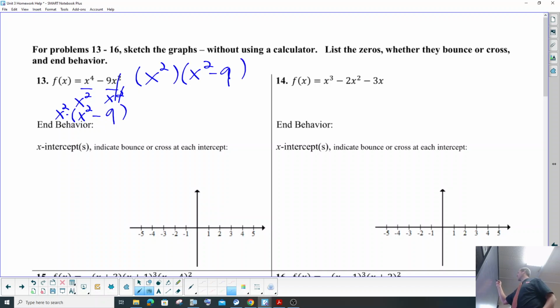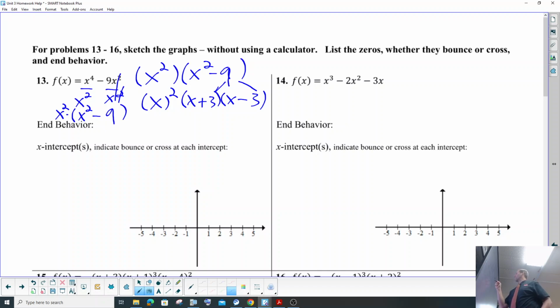Wait a second, that's a difference of squares. It could factor more. Pause me. Do you remember how to factor more? So that factors into x and x. 9 factors into 3 and 3. There are no middle terms, so the signs have to be opposite, right? And then bring down our x squared. And so that x squared has a multiplicity of 2, right? We set each one equal to 0.